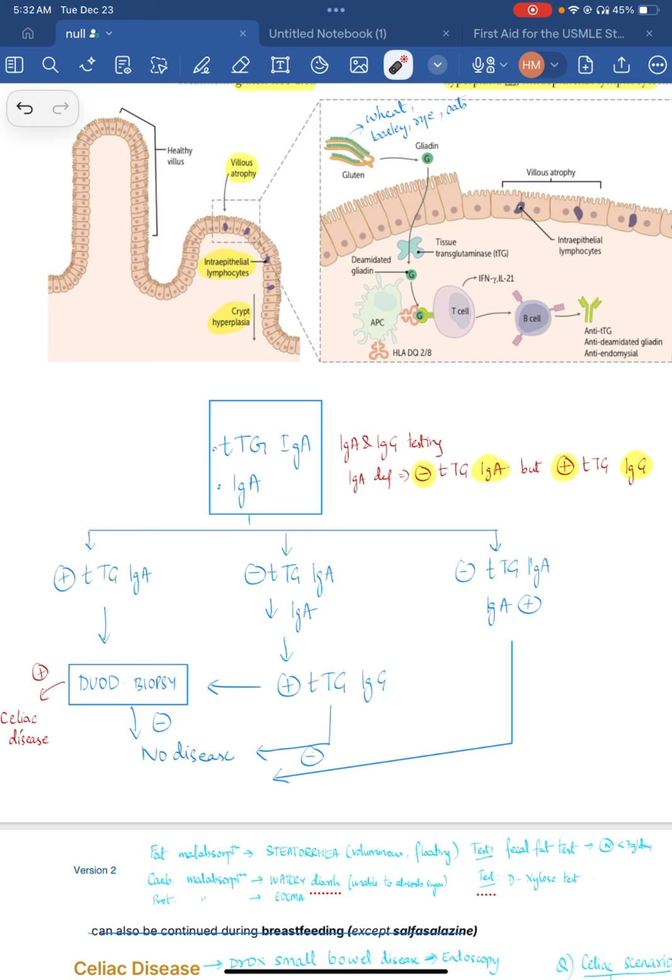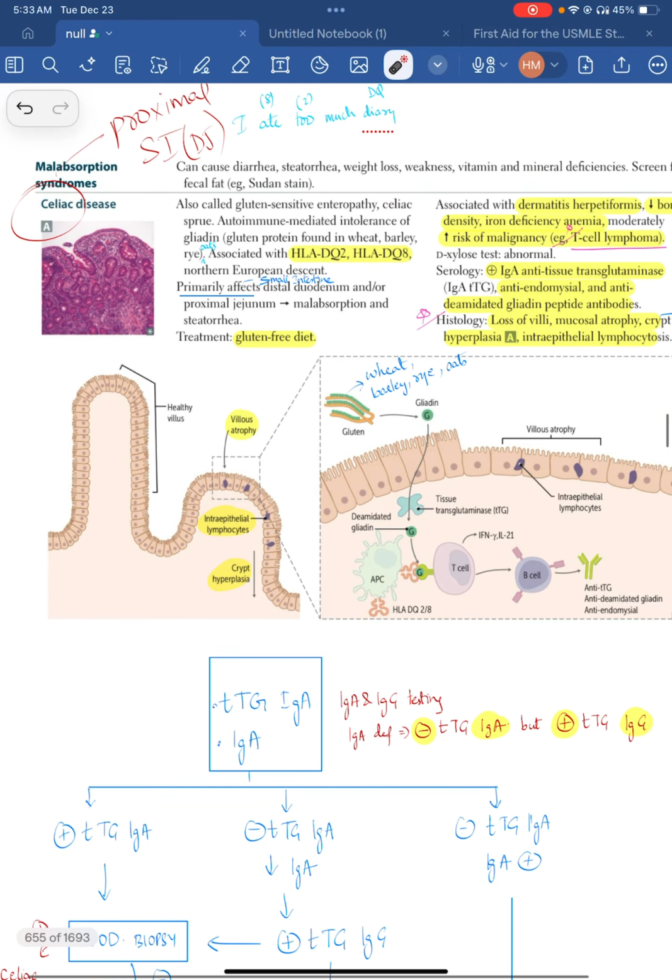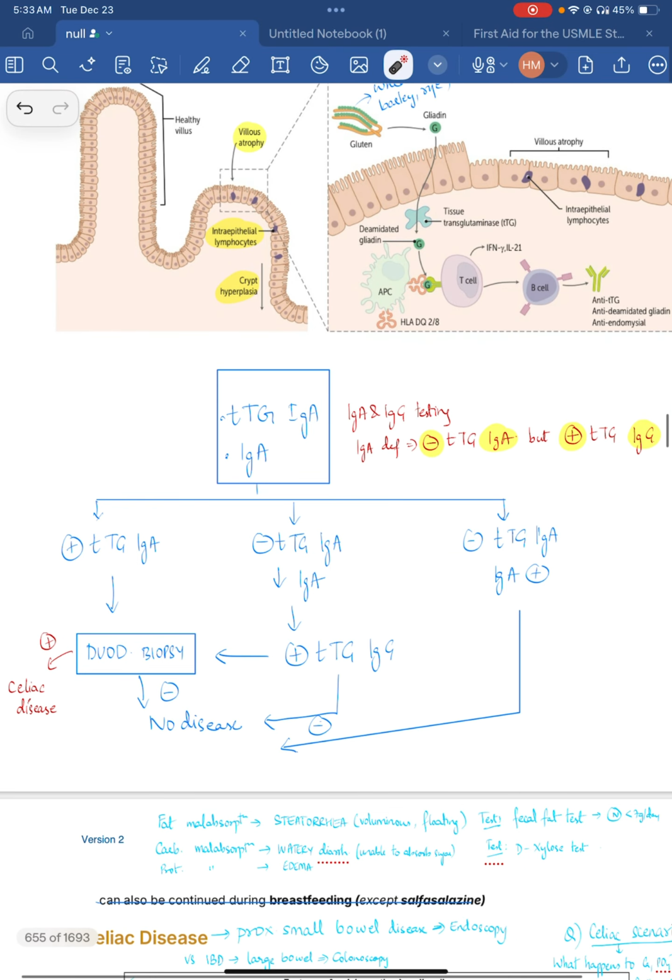So let's view this. If the antibody for tissue transglutaminase comes back as positive, then there is little doubt that this is celiac disease. We just have to do a duodenal biopsy and check for villus atrophy, crypt hyperplasia, intraepithelial lymphocytes, and mucosal atrophy and declare that it is celiac disease. But if the duodenal biopsy comes back negative, then that means there is no disease. Even if the antibody comes back as positive, you have to do a duodenal biopsy. It is mandatory to confirm celiac disease.